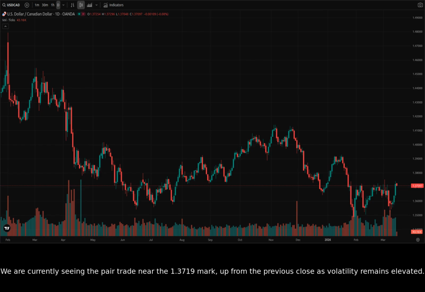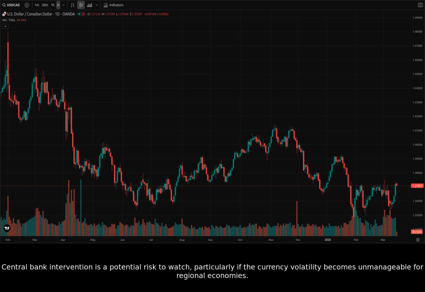spikes. We are currently seeing the pair trade near the 1.3719 mark, up from the previous close as volatility remains elevated. Transportation costs and inflation fears are rising globally, further complicating the outlook for the Canadian dollar. Central bank intervention is a potential risk to watch, particularly if the currency volatility becomes unmanageable for regional economies.